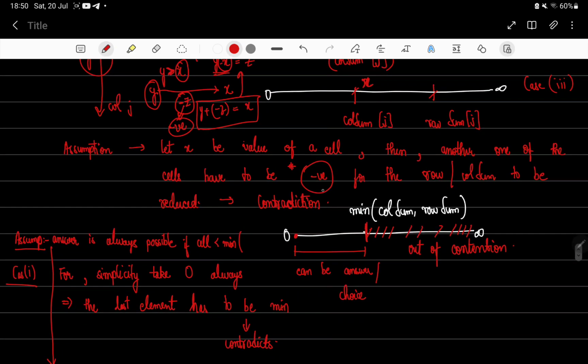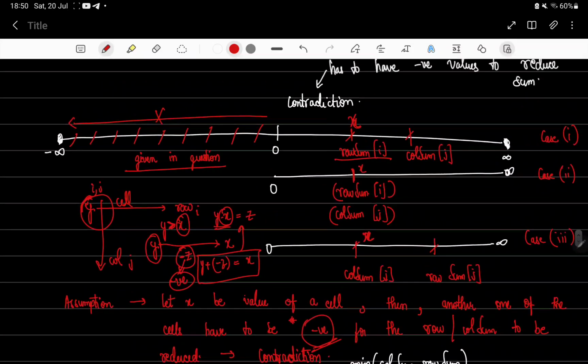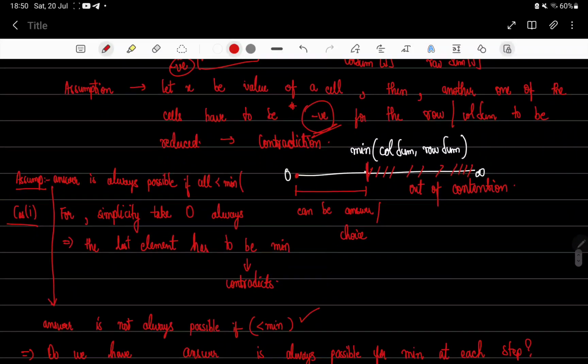Now we have hit a roadblock, a contradiction: it is a negative value, and in the question we cannot have negative values. So all the values greater than the minimum of the column sum and row sum are out of contention. Now we have only 0 to the minimum of the row and column sums as values for that index. In this also we need to select the best, greedily best possible way.